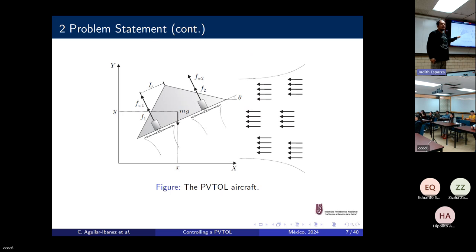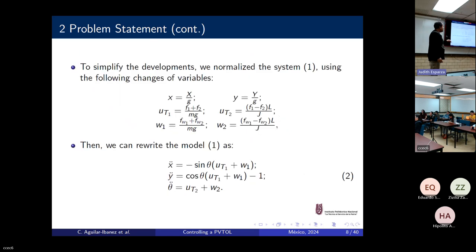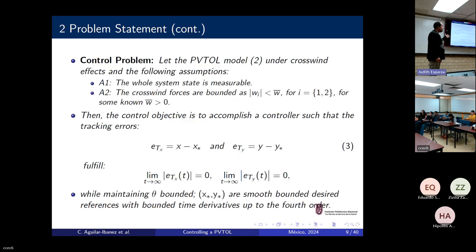This seems like we are addressing laminar flow, but it's not in this case, because in real scenarios we consider a turbulent airflow. The next is the following change of variables, and the equations became this. These equations are only a normalized version of the previous ones. The following are the considerations. We have all the states measurable, and the crosswind forces are bounded.